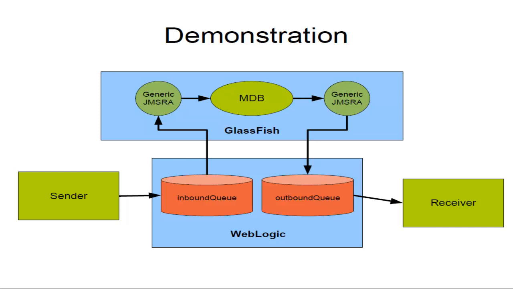sends it to another. Now, in order to demonstrate the application, we need to send some messages on the queue to start with, and I'm going to run that sender application. If we wanted to, we could have run a receiver application to consume messages from the outbound queue. But to keep this demonstration short, we're just simply going to use the WebLogic admin console to monitor messages arriving on the outbound queue.